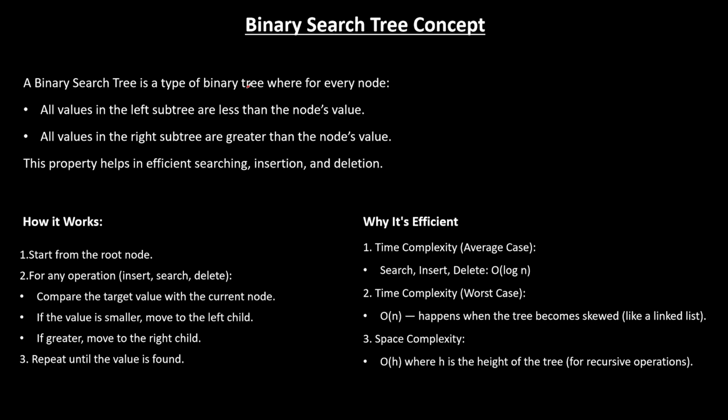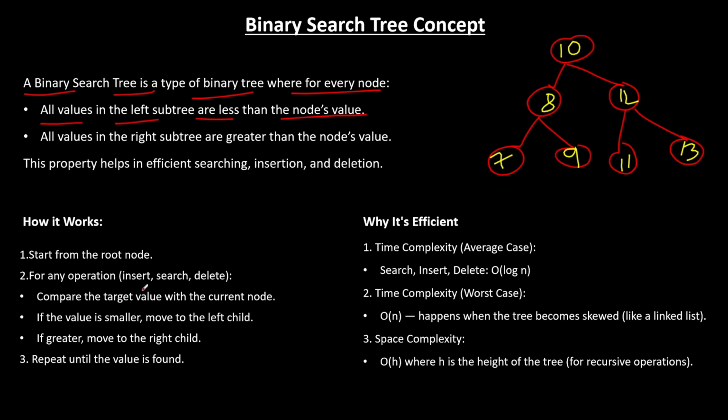Before going into the further slide, let's understand what is a binary search tree. If you already know about binary search tree, you can skip this part and move forward. Otherwise, please stay in. A binary search tree is a type of binary tree where all the values in the left subtree are less than the node's value. For example, let this be a binary tree. We know the concept of binary tree, but here all the values in the right subtree are greater than the node's value. This property helps efficient searching, insertion, and deletion. So let me make you understand.